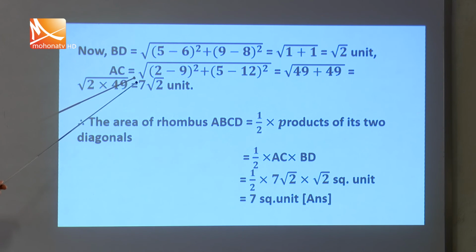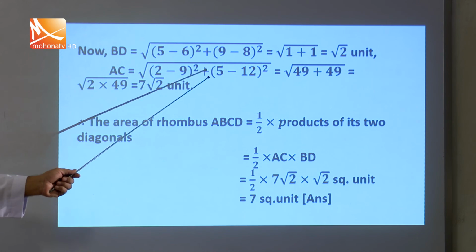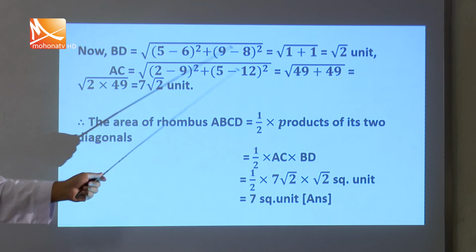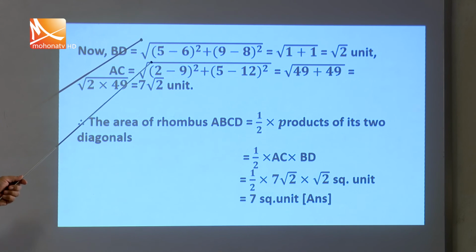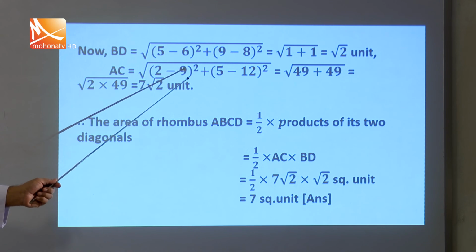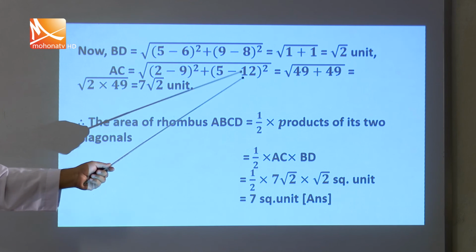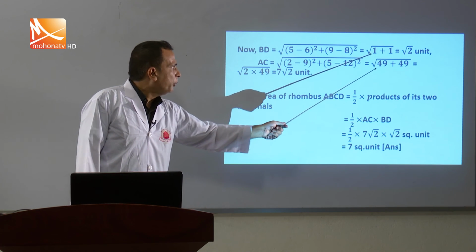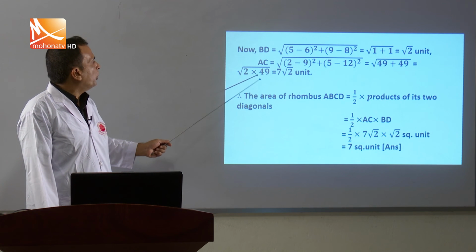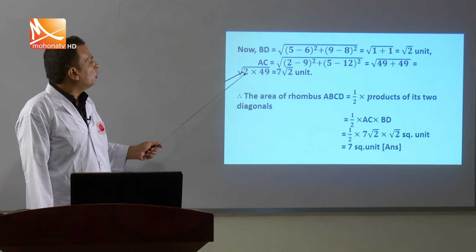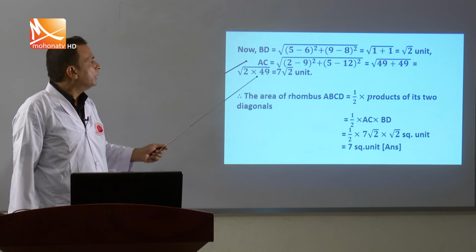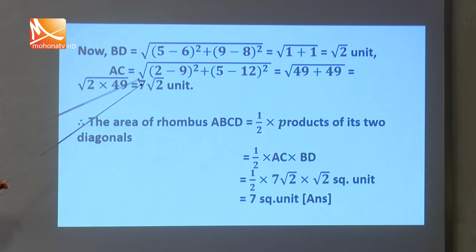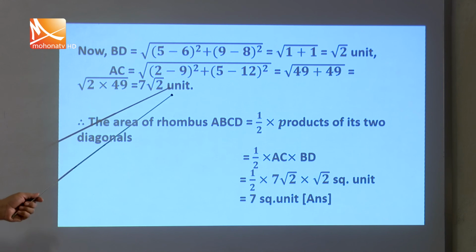Similarly, AC equals square root of (2 minus 9) whole square plus (5 minus 12) whole square. 2 minus 9 is minus 7, square of minus 7 equals 49, and 5 minus 12 is also minus 7, square of minus 7 is also 49. So it is 2 into 49 under the square root, and the square root will be distributed to 2 and 49. So square root of 49 is 7, so it will be 7 root 2.